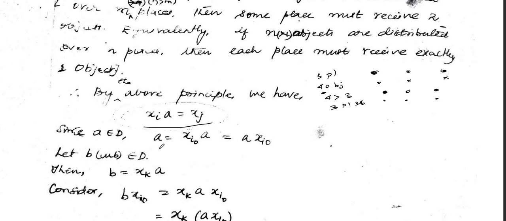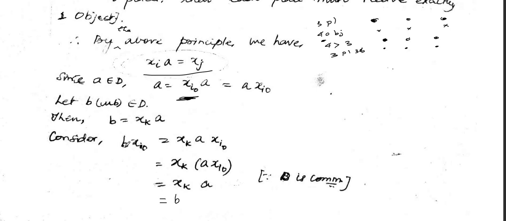Now since a belongs to D, a itself can be written in this way. To differentiate, we shall write it as x suffix i naught, that is, a equals x_i0 a. Commutativity holds, so we can have this. Now you consider b to be any arbitrary element in D. Then b again can be written as x_k a. Now we will claim that this x_i0 serves as our identity element, for which we need to establish that b times x_i0 gives me b back.